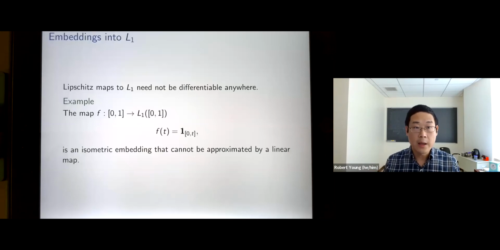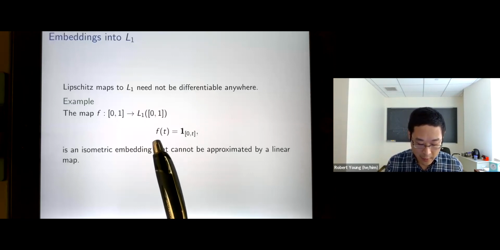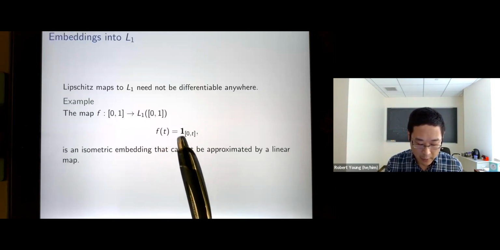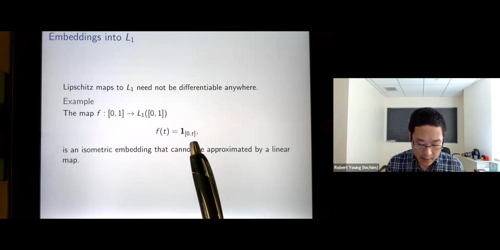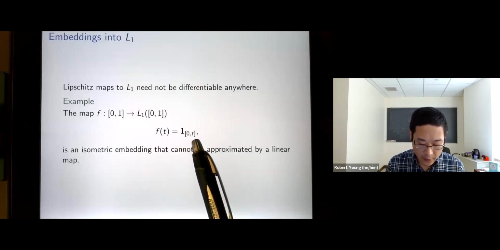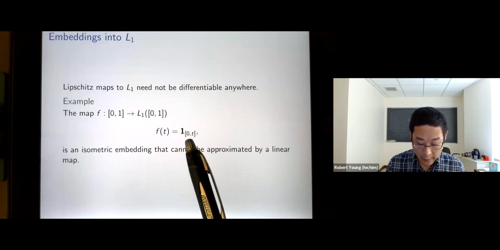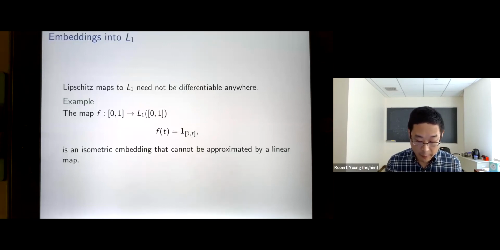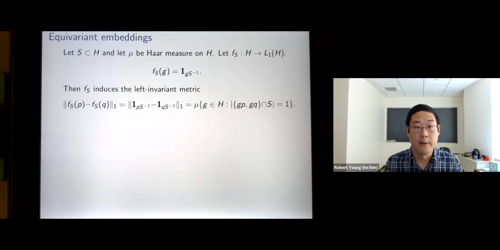On the other hand, this suggests a way of constructing maps that's completely new, constructing maps to L1 that we couldn't do in LP, which is, well, this is a map that sends every point in the interval to some 0-1 function on the interval. Let's try to do something like that. Let's look at maps that send points in the Heisenberg group to 0-1 functions on the Heisenberg group. And because we have this group structure, we may as well do that equivariantly.